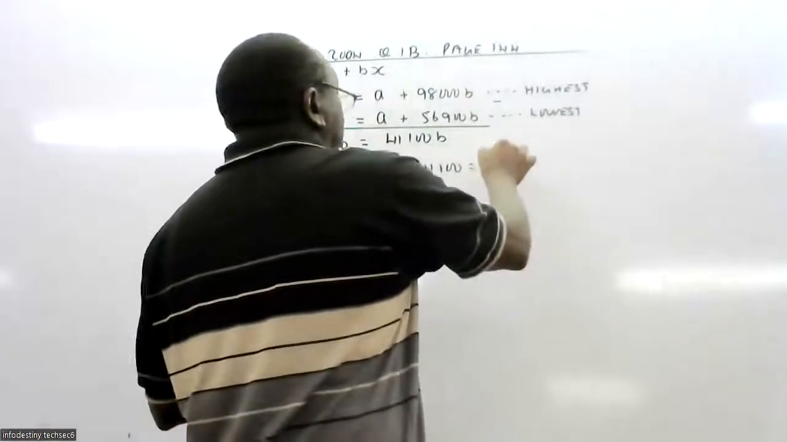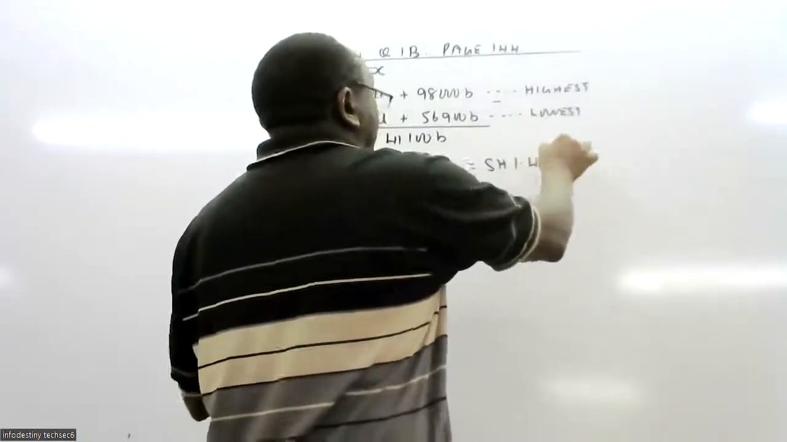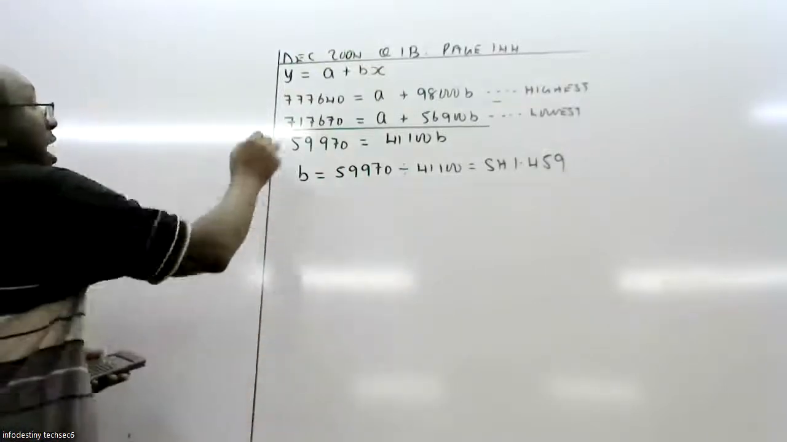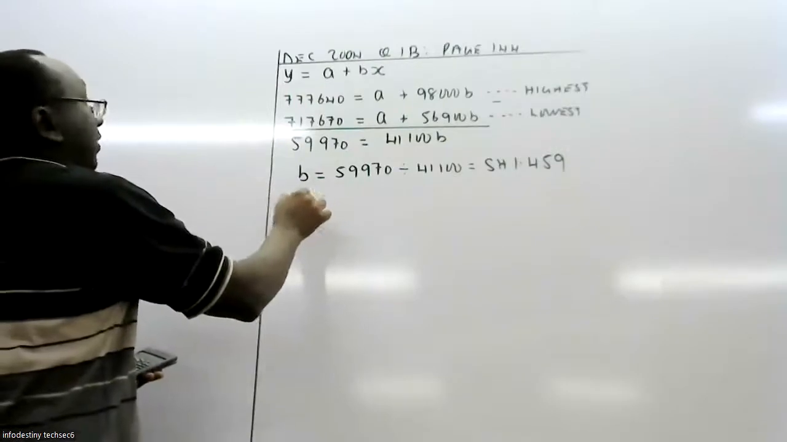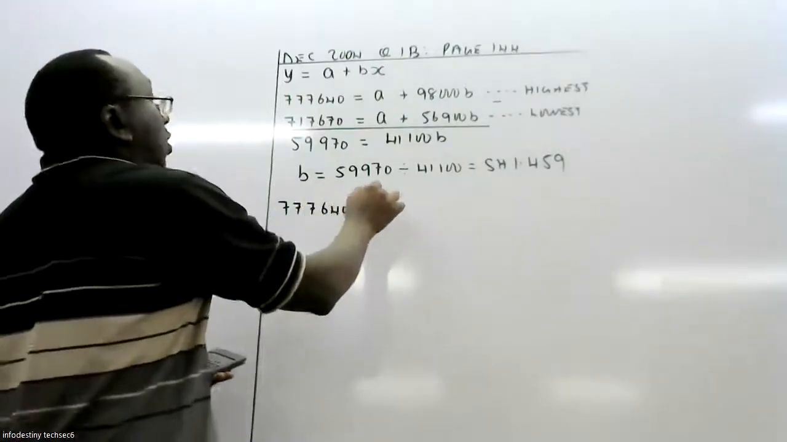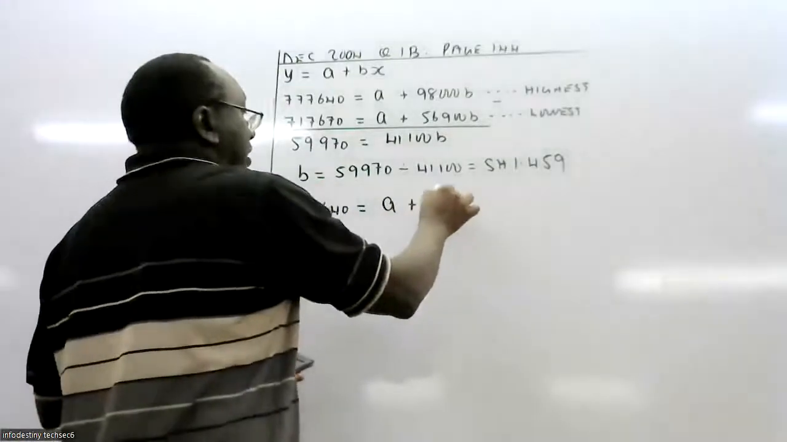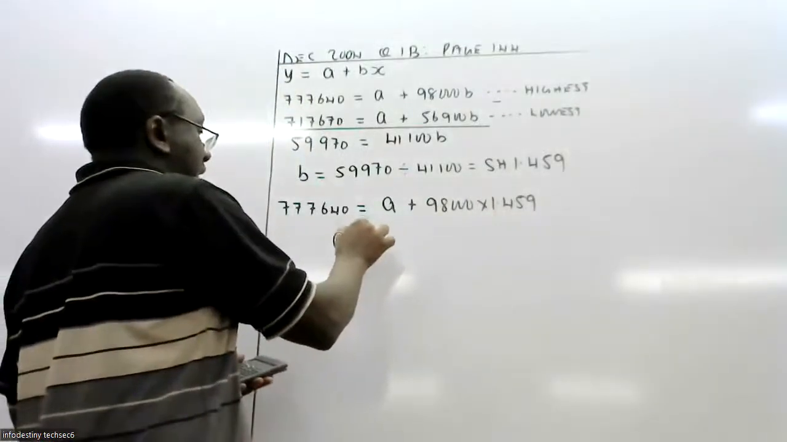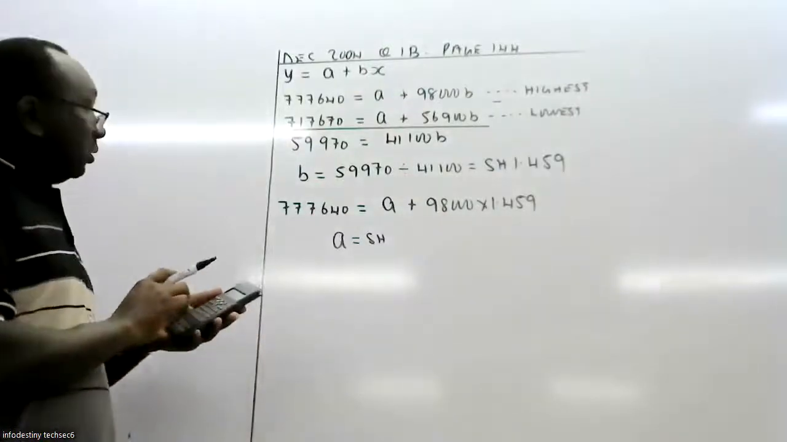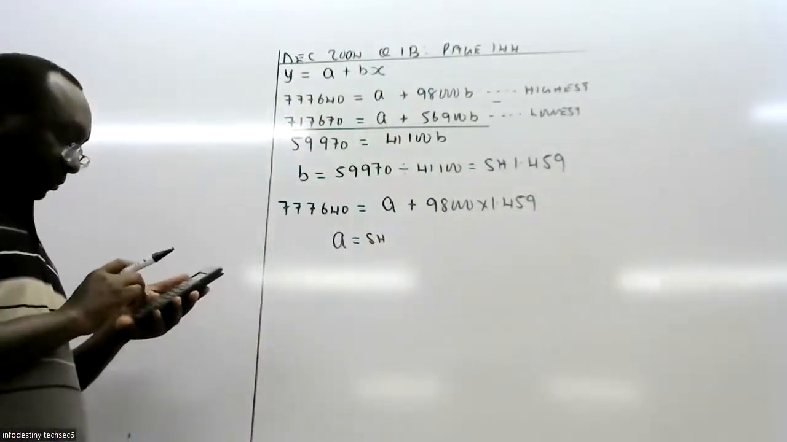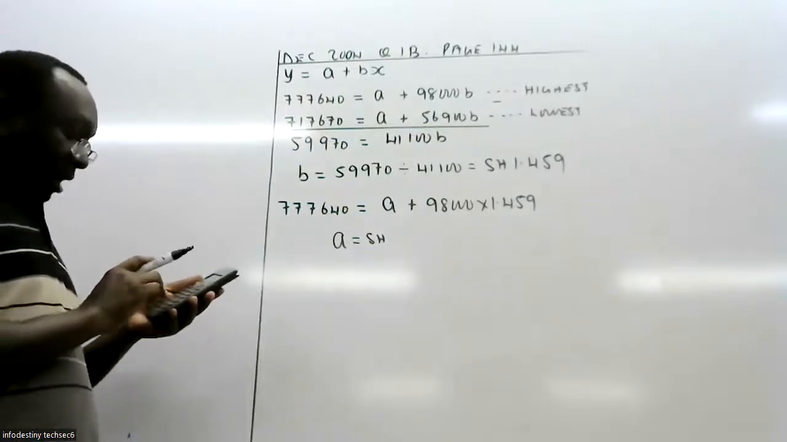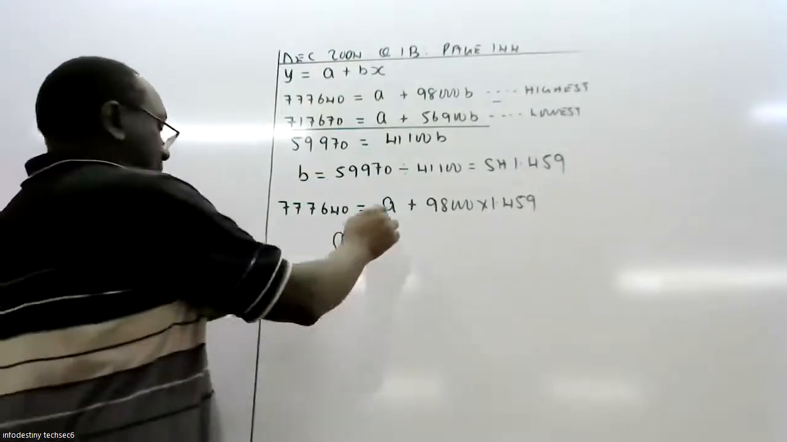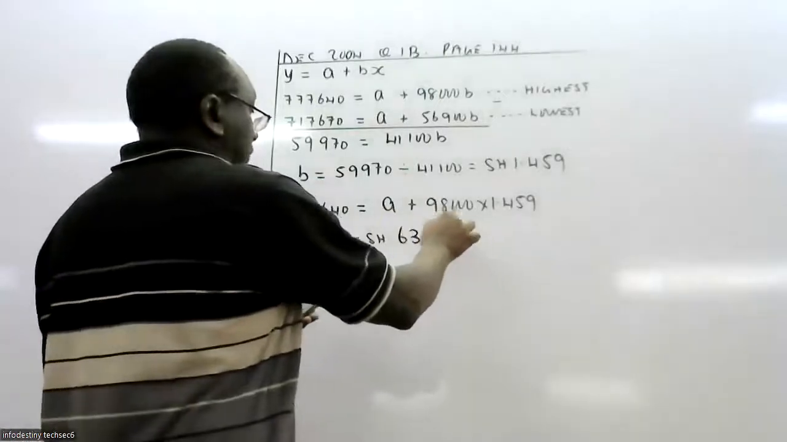That is 1.459 shillings. We confine ourselves to 3 decimals. Then you come here and take the first one. You say 777,640 is equal to A plus 98,000 times 1.459. Then A is 777,640 minus 98,000 times 1.459. We are getting 634,658.